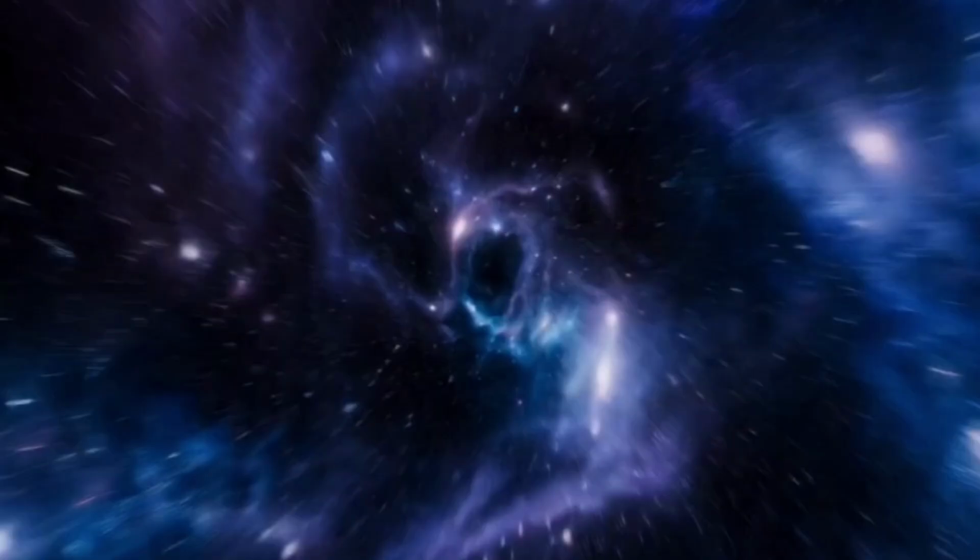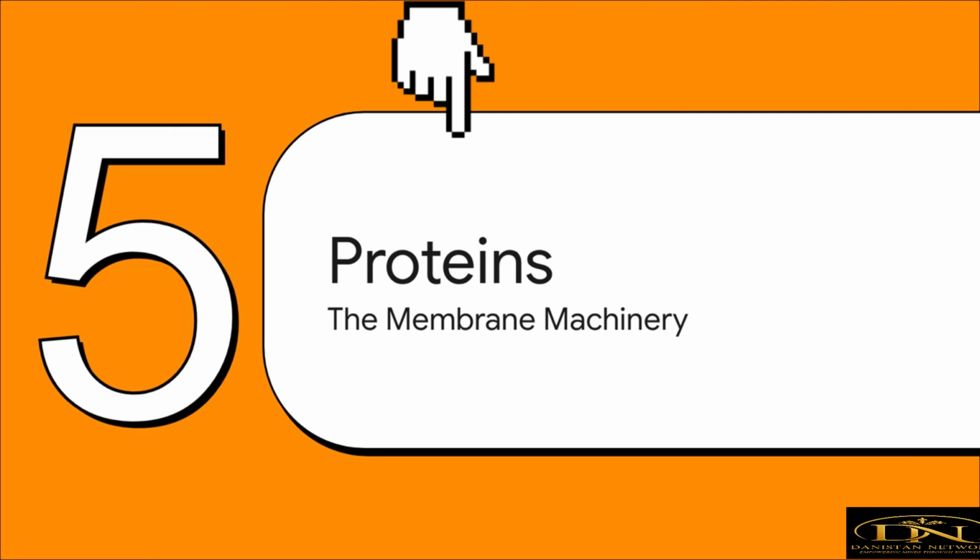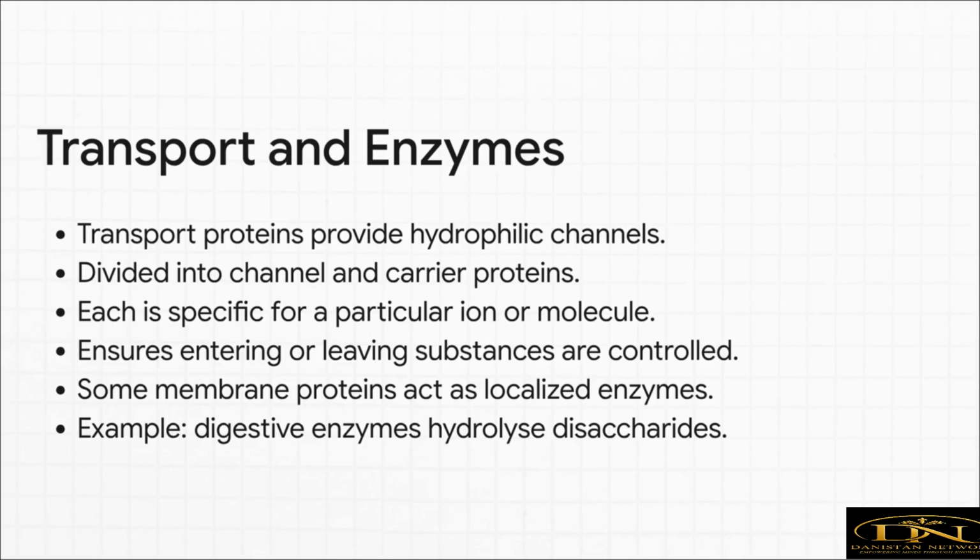Moving on to Section 5: proteins, transporters, enzymes, scaffolding, the membrane machinery. We have the barrier, the climate control, and the communication antenna. Now, we introduce the heavy machinery. Because the phospholipid bilayer blocks water-soluble molecules, the cell needs doors. Membrane proteins function as essential transport proteins, providing necessary hydrophilic passageways.